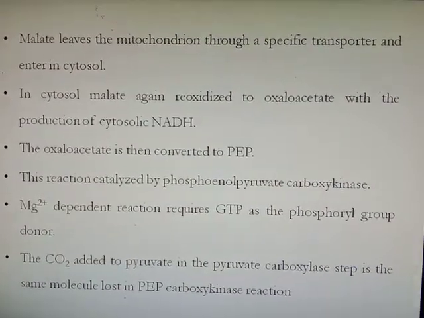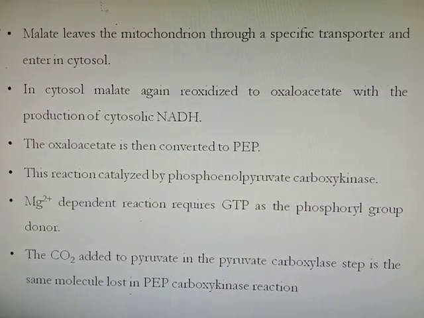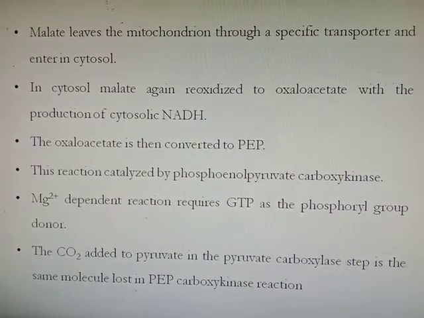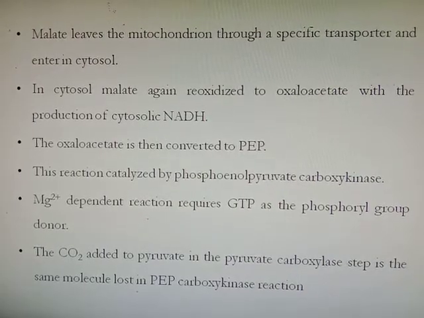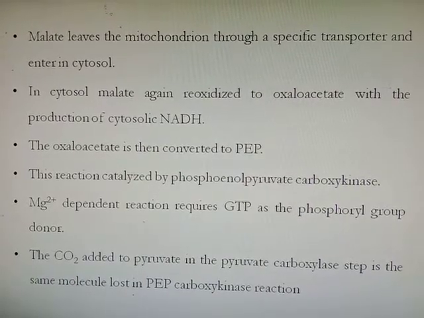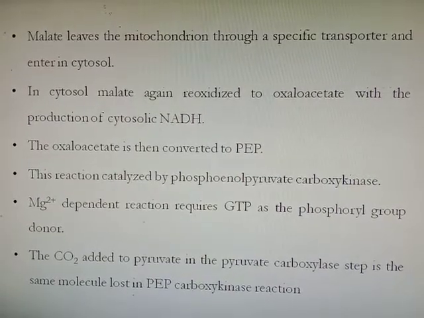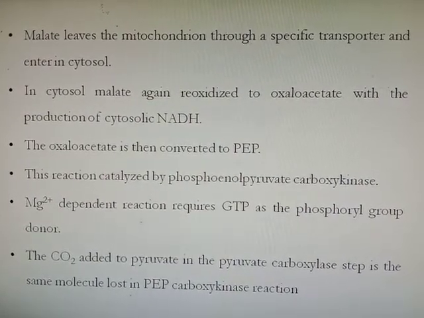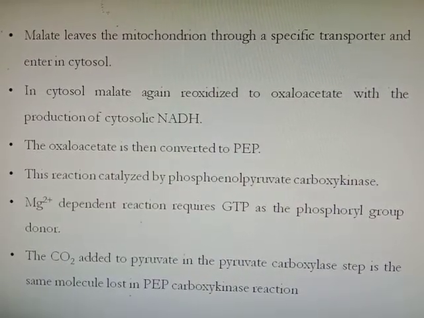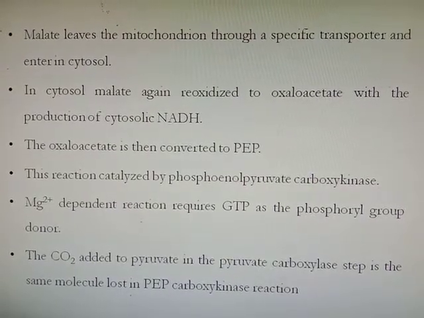Malate leaves the mitochondria through a specific transporter and enters the cytosol. In cytosol, malate is again reoxidized to oxaloacetate with the production of cytosolic NADH. Then oxaloacetate is converted into phosphoenol pyruvate. This reaction is catalyzed by phosphoenol pyruvate carboxykinase. It is a magnesium dependent reaction and requires GTP as a phosphoryl group donor. The carbon dioxide added to pyruvate in the pyruvate carboxylase reaction is the same molecule which is lost in the phosphoenol pyruvate carboxykinase reaction.